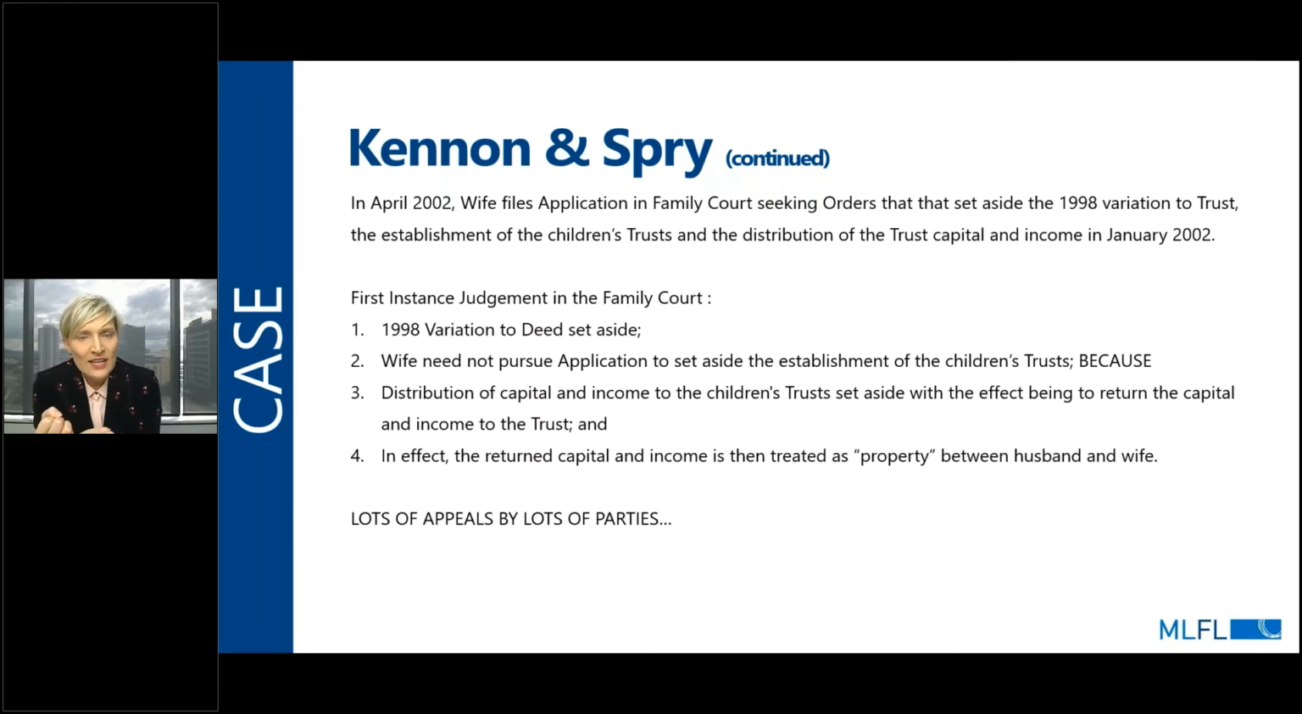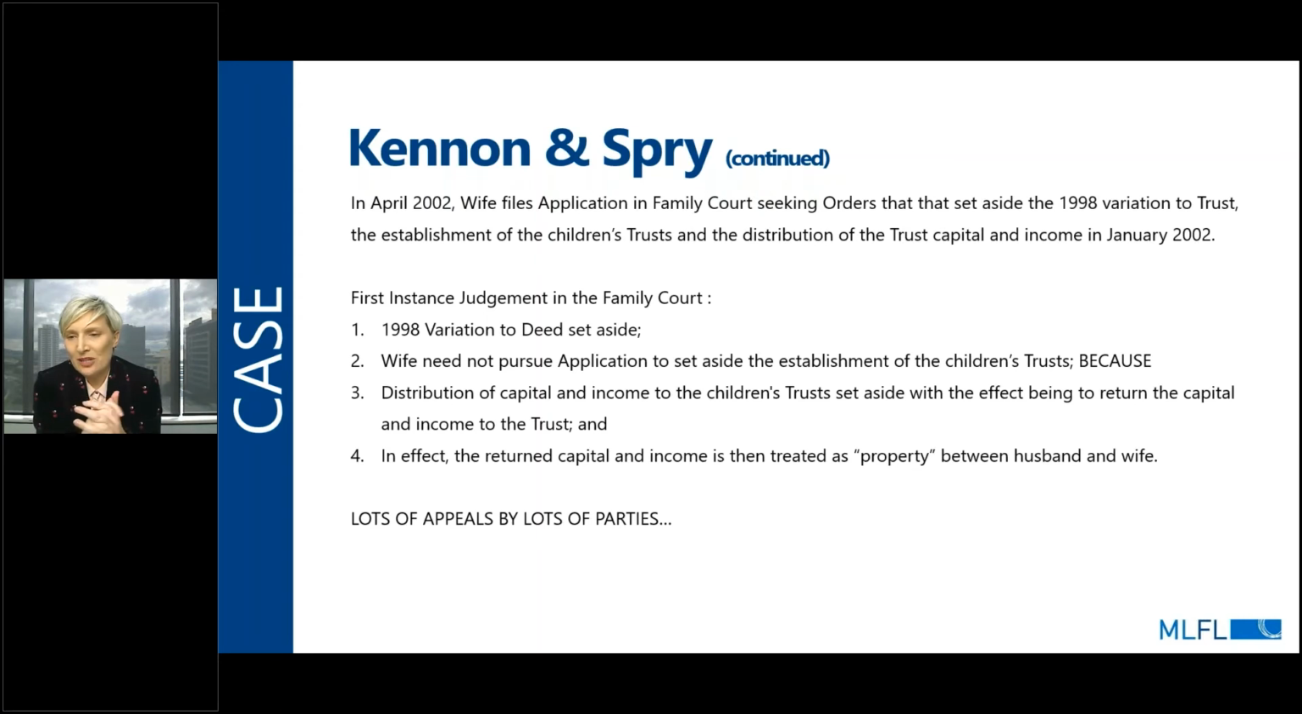So in the first instance judgment in the family court, the 1998 variation to the deed was set aside, and the judge basically made a finding that the wife did not need to pursue her application to set aside the establishment of the children's trust, which I do think would have been a difficult case in any event, because he ultimately determined, or His Honour I should more correctly say, that the distribution of the capital and income to the children's trust was set aside, with the effect being to return the capital and income to the trust. And in effect, the returned capital and income is then treated as property between the husband and wife.